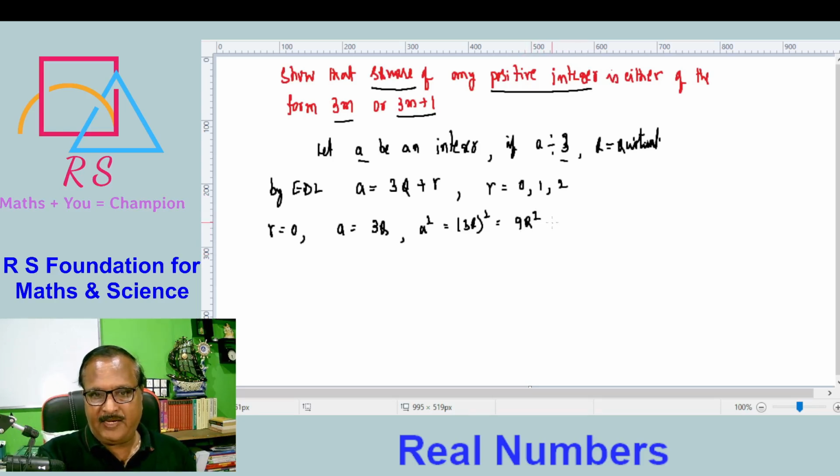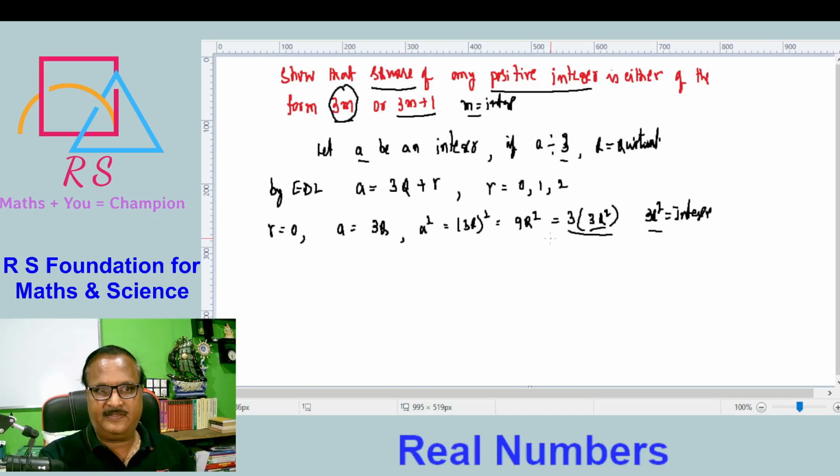So 9q square I can write in the form of 3m: 3 into 3q square. So 3q square is an integer, so here m is also an integer. So therefore at r is equal to 0, we have got the square of this a as 3m, an integer. Okay, let us say r is equal to 1. So then a is equal to 3q plus 1.